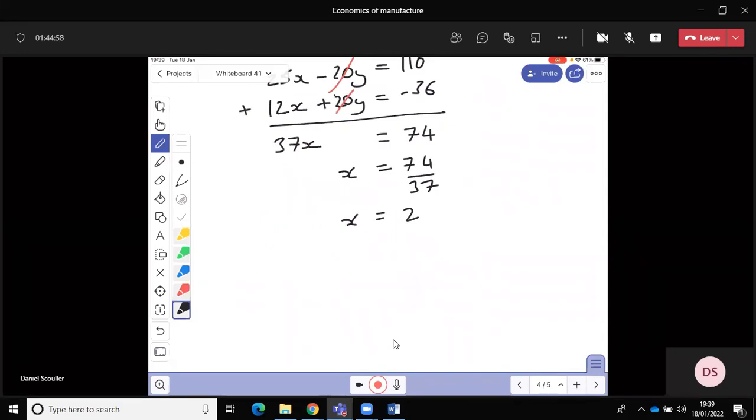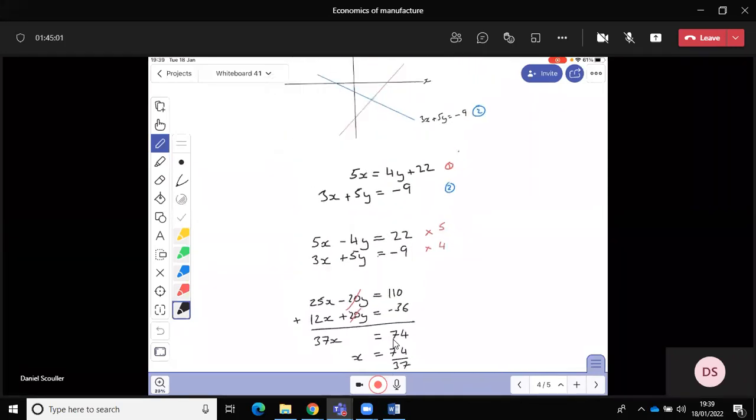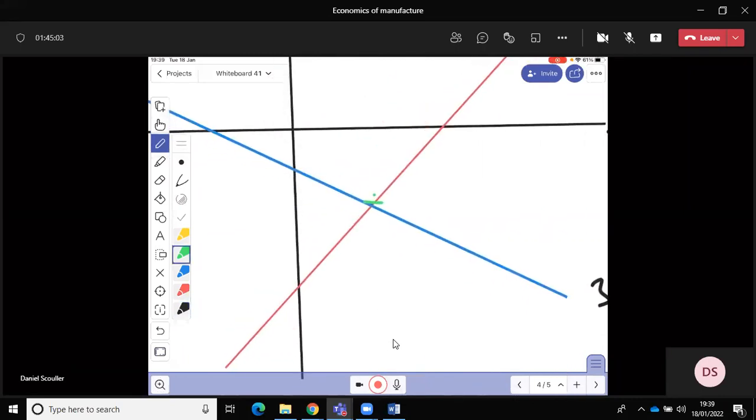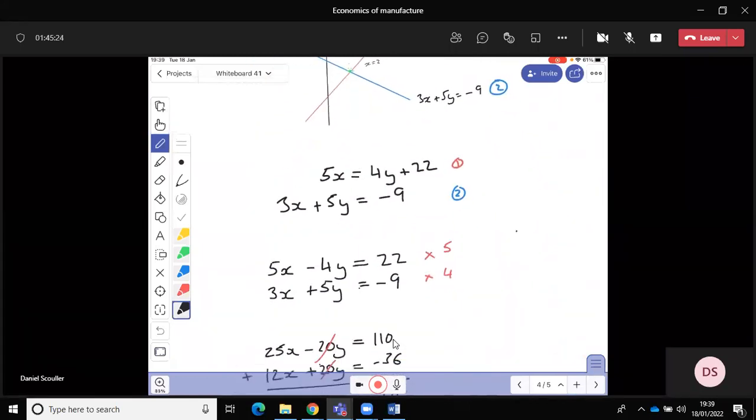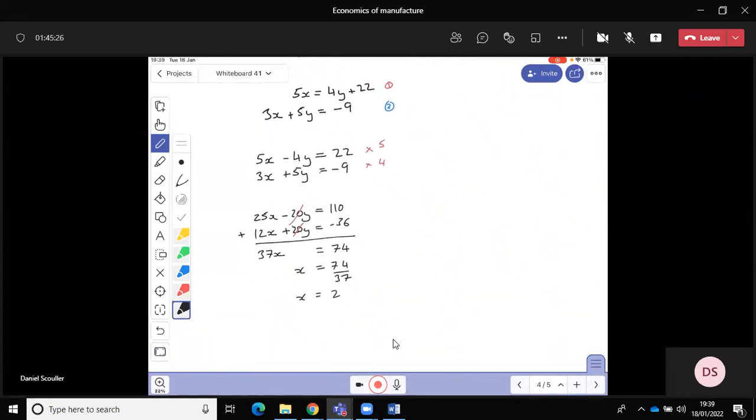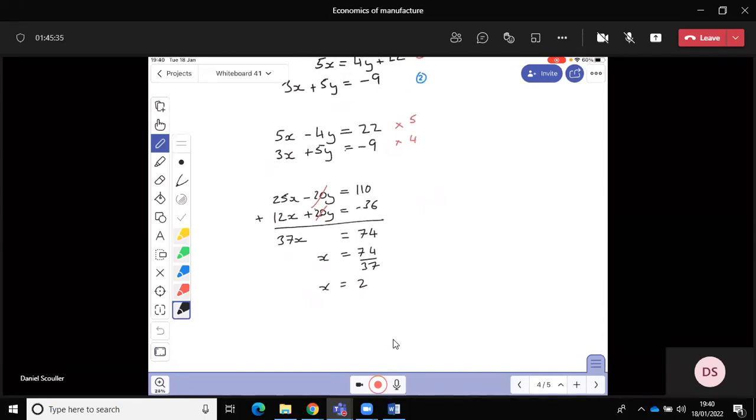That gives us our first unknown. So that means the x coordinate of that intersect, of that point there, is going to be x equals 2. Now we need to find the y term. So we plug x equals 2 into either equation 1 or 2. Again, doesn't matter.